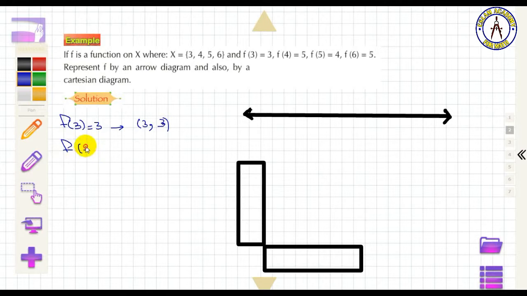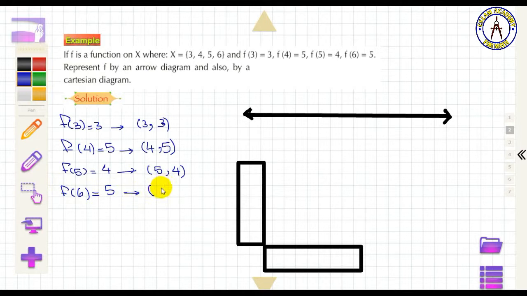By the same, f of 4 equals 5, then 4 and 5. When x equals 4, y equals 5. f of 5 equals 4, then the ordered pair will be 5 and 4. f of 6 equals 5, then the ordered pair will be 6 and 5.